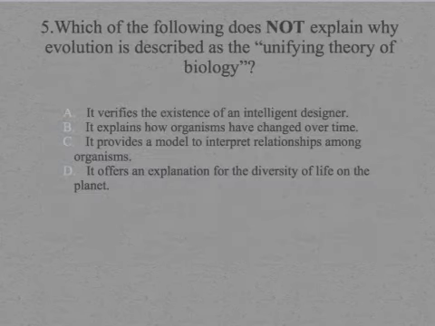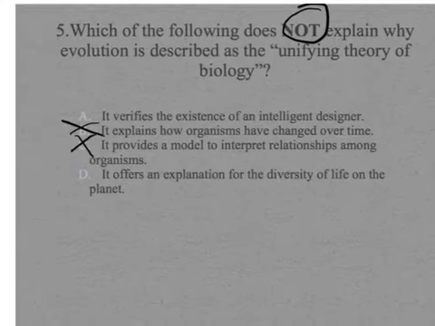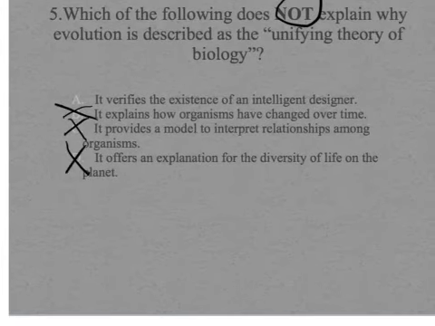Which of the following does not explain why evolution is described as the unifying theory of biology? It verifies the existence of intelligent design. It explains how organisms change over time. It does do that. It provides a model to interpret relationships among organisms. It does do that. It offers an explanation for the diversity of life on the planet. It does do that. So, correct answer, what does it not explain? It verifies the existence of an intelligent designer.